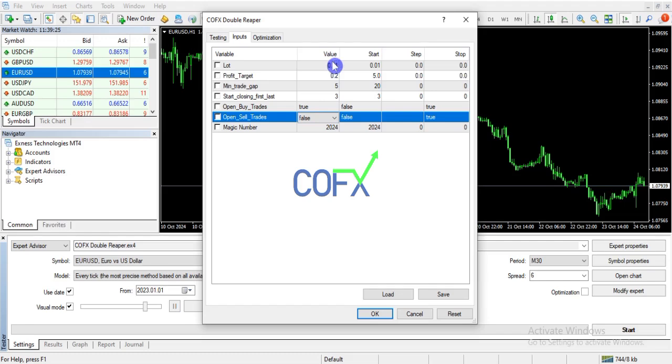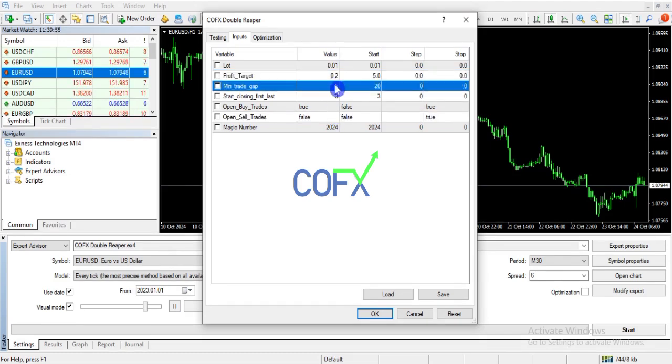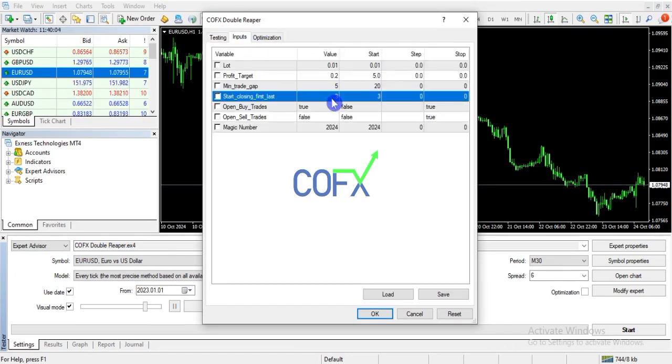This is the lot size I'll be starting with. No trades to close, just a simple movement. Let the trades close. You can actually make it 0.2. Okay, we'll be using a $1,000 balance. Then this starts closing first and last as order 3.